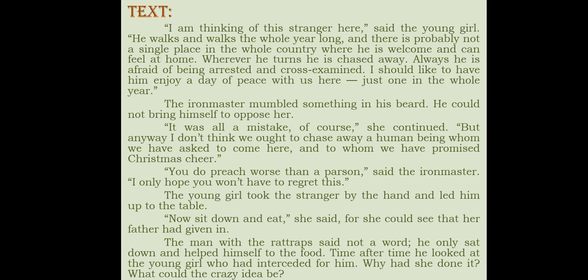The young girl took the stranger by the hand and led him up to the table. "Now sit down and eat," she said, for she could see that her father had given in. The man with the red wrap said not a word. He only sat down and helped himself to the food. Time after time he looked at the younger girl who had interceded for him. Why had she done it? What could the crazy idea be? The ironmaster said that her arguments were worse than teaching by a priest. He hoped that she would not have to repent her decision, meaning that nothing bad would happen at their house.